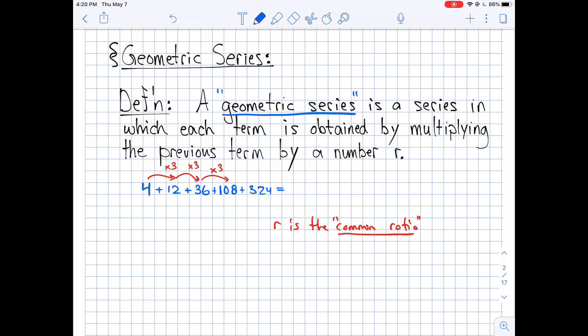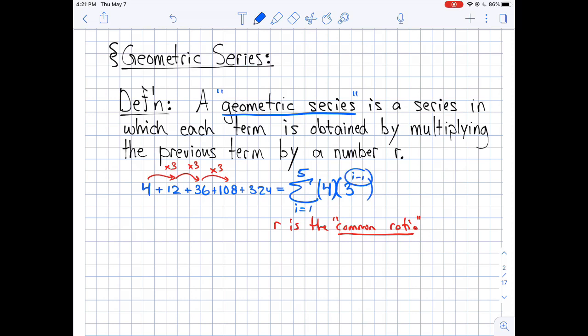And if I want to write this as a summation, there's a general format for a geometric series. So our counter is going to start off at 1. And in this case, we have 1, 2, 3, 4, 5 terms, so our counter is going to end at 5. And then what are the terms that are being added up? Well, we have our first term, and the first term is 4. And then every time our counter increases by 1, we would like to multiply by the common ratio, and the common ratio is 3. So here it's going to be 3 to the power of i minus 1.